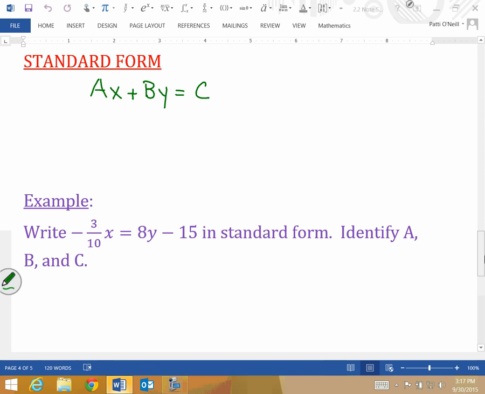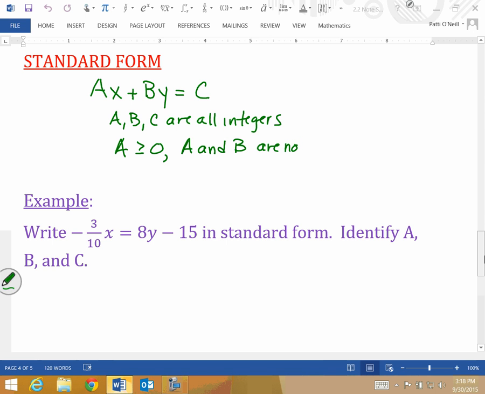Now there are a couple conditions that have to be met here. A, b, and c are all integers, which means they're not fractions. A has to be greater than or equal to 0, so A is a whole number then. And we also have to say that A and B are not both 0.